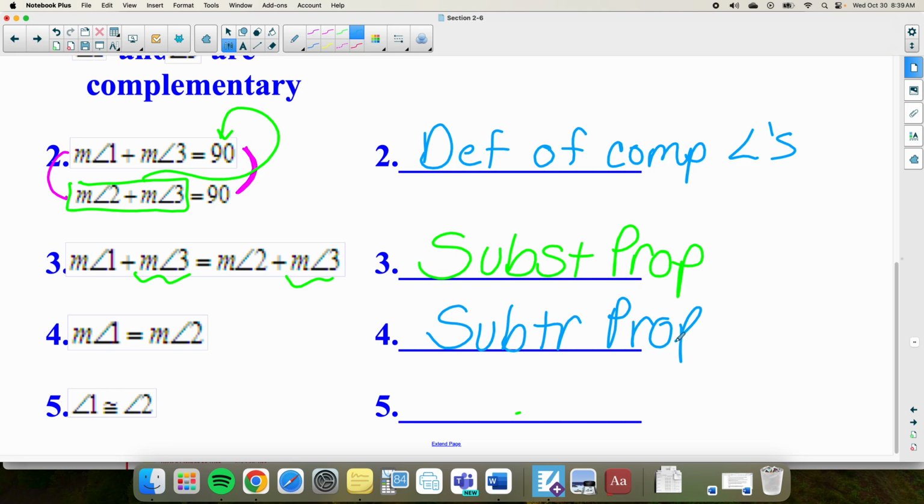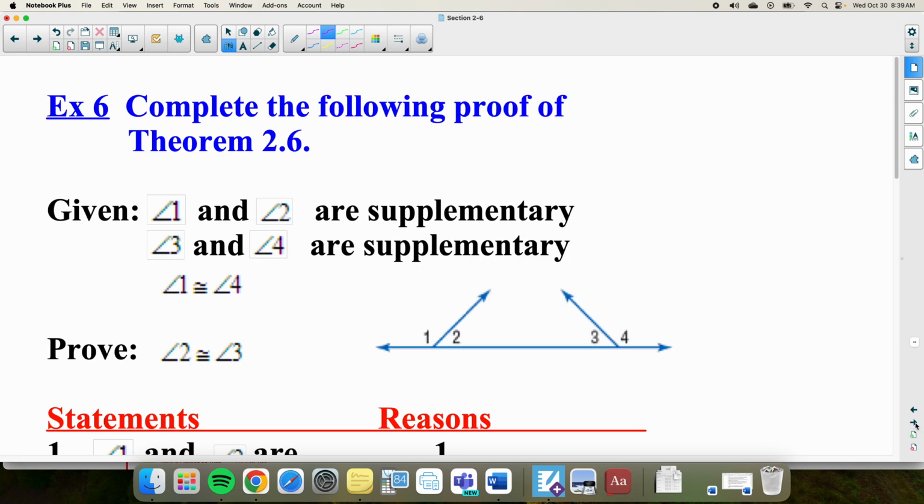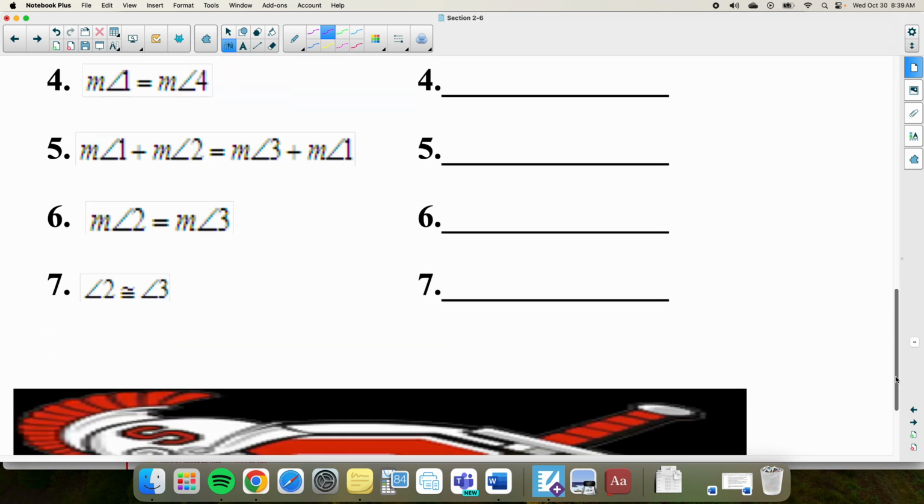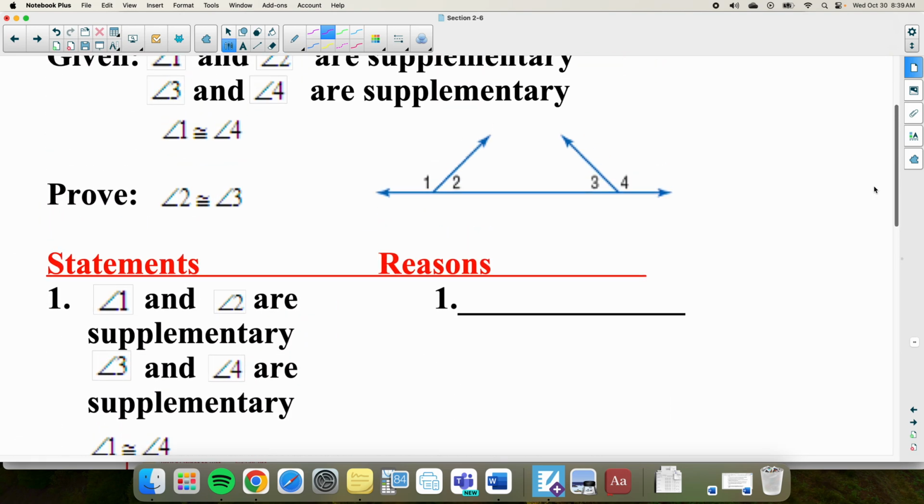Okay? Now, from here to here, can you guys tell what they did? Yep, they took the M's off and added the squiggly, and that's definition of congruent angles. Okay? Now, let's go and do this next one, and then you get your assignment.